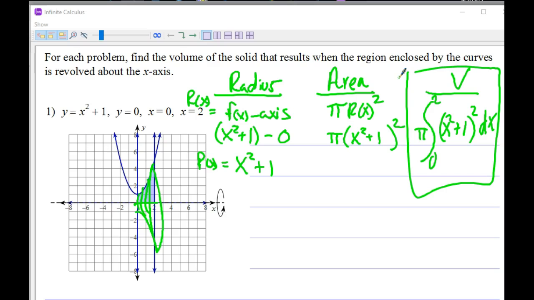That's called the washer method. We're going to learn that one tomorrow. So you can actually have two things where it leaves a hole in the middle. We'll talk about that tomorrow. And it's actually just the same. Setting it up is a little bit harder, but the idea is exactly the same.